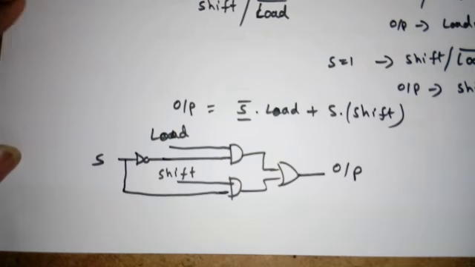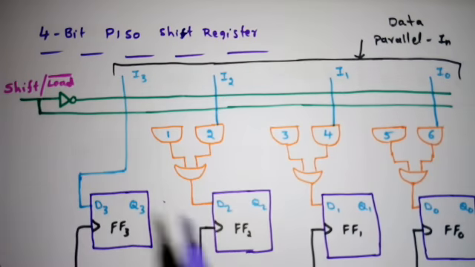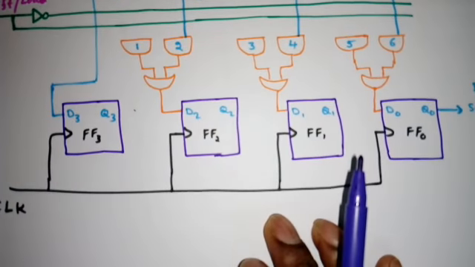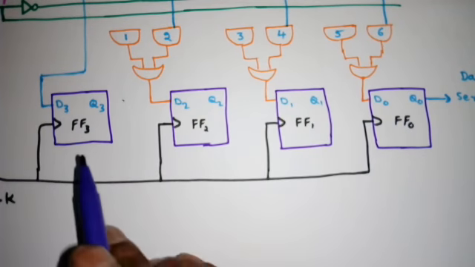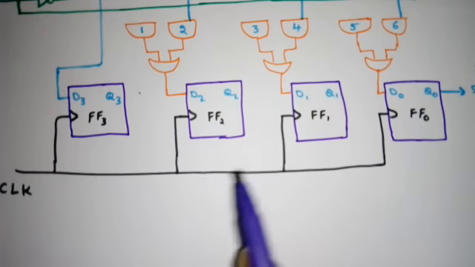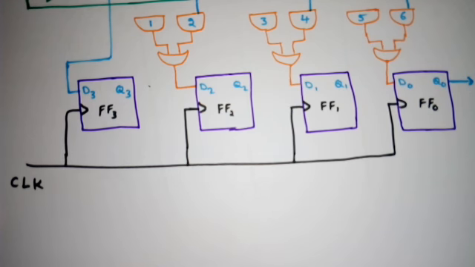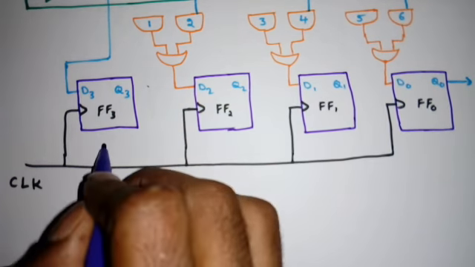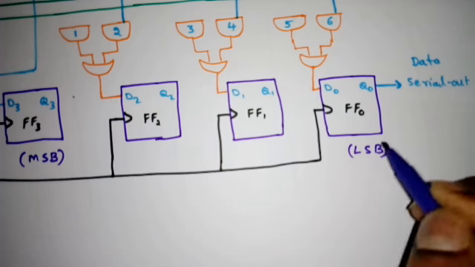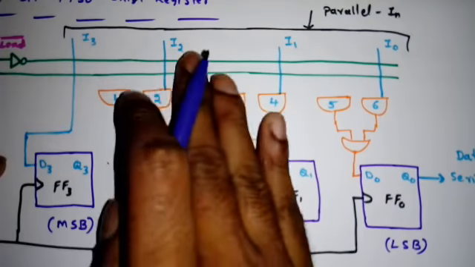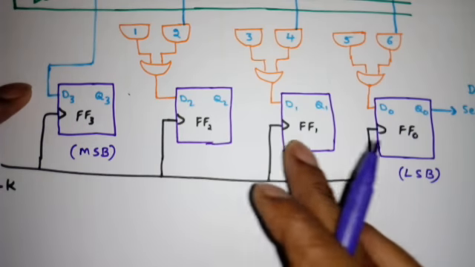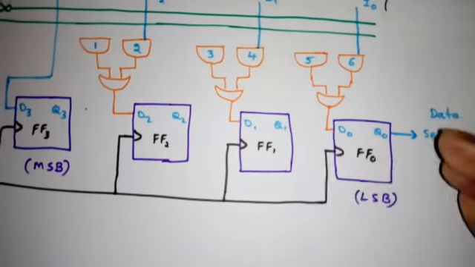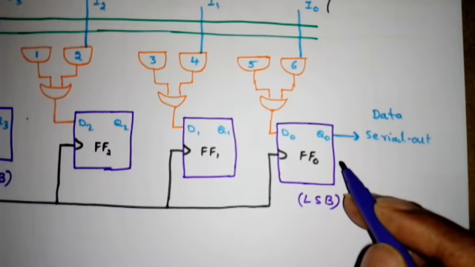Right? Now we will see the logic diagram of this 4-bit parallel in serial out shift register. So 4-bit means we have to use 4 flip-flops, and all flip-flops are clocked simultaneously with the positive edge triggered clock. Right? The first flip-flop generally will give the MSB output, and the last flip-flop will give the LSB output. So when I want to store, suppose 1 0 1 0, 1 will be stored here, 0 will be stored here, 1 will be stored here, 0 will be stored here. Then we can take the data serially out from the last flip-flop.